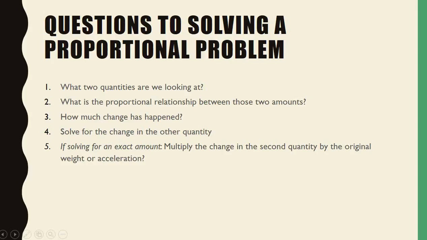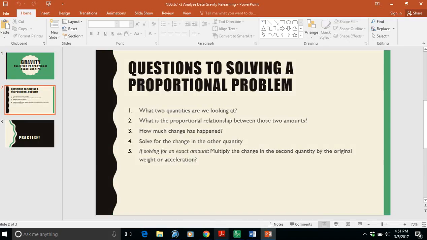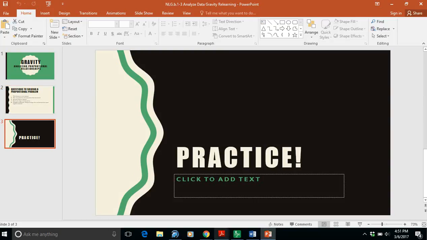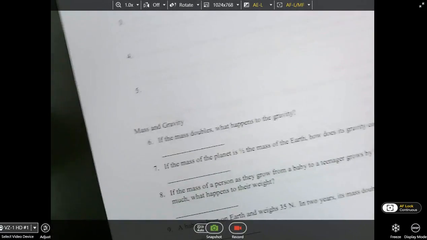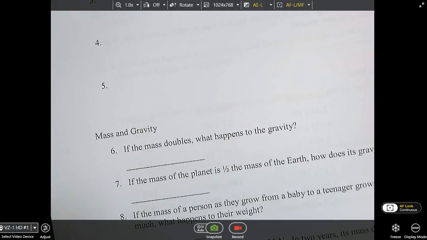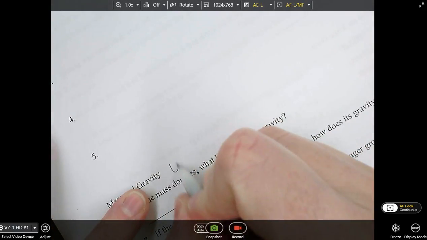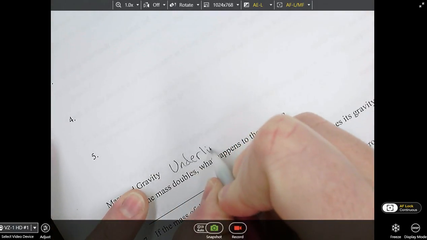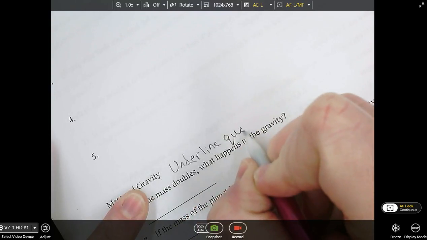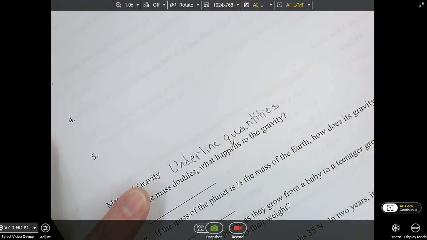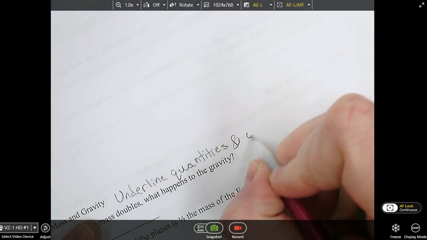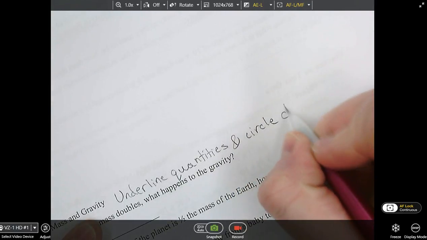If you need to pause the video at this point, go ahead and do that so you have those all written down. We're going to do some practice problems and use these steps. So I'm going to switch to the dot cam here. And so just a couple of reminders, if you want to write this down. Underline quantities or amounts, and circle change.